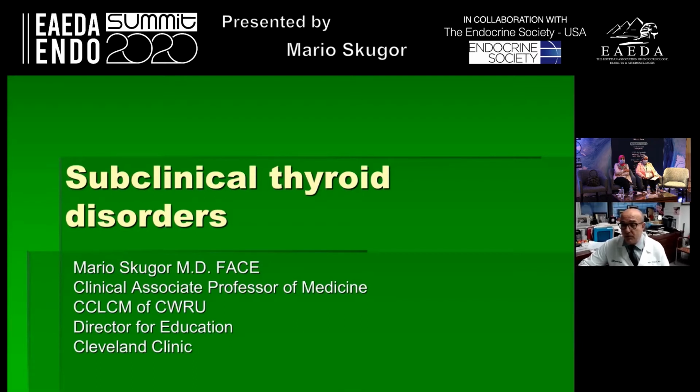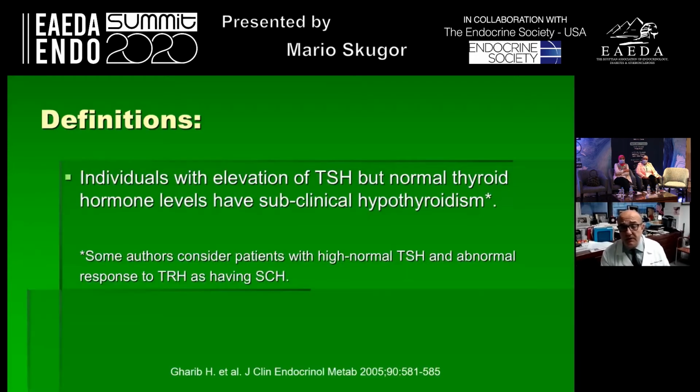This is an important topic that is becoming more and more actual in the last couple of years, at least here in the United States. So we'll start with some definitions of the subclinical thyroid disorders. If you have elevated TSH, higher than the normal range, but normal thyroid hormone levels, you are said to be having subclinical hypothyroidism. Now, there are some other definitions in the literature.